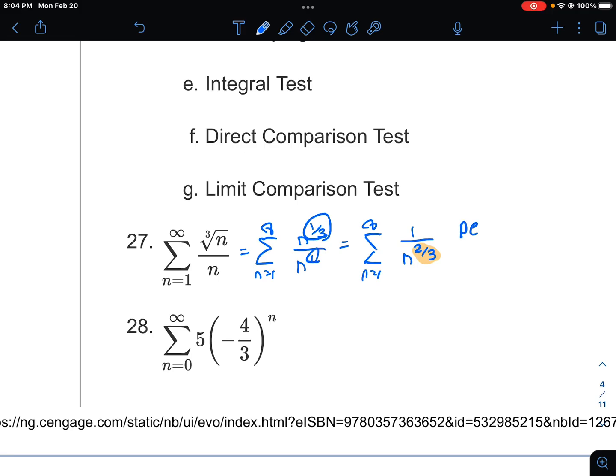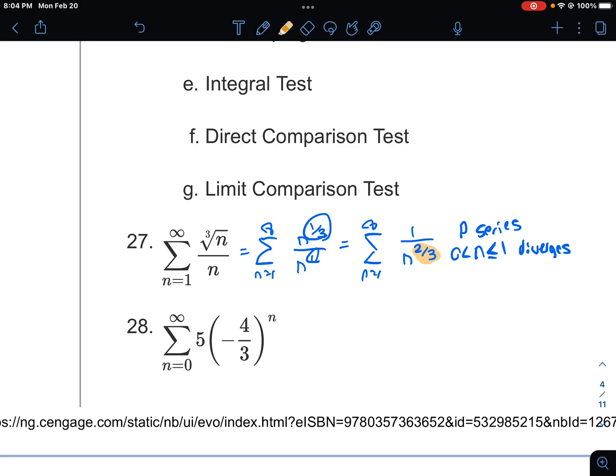It's a p-series where p is less than 1. P cannot be negative, and it cannot be equal to 1. So this means that it diverges.